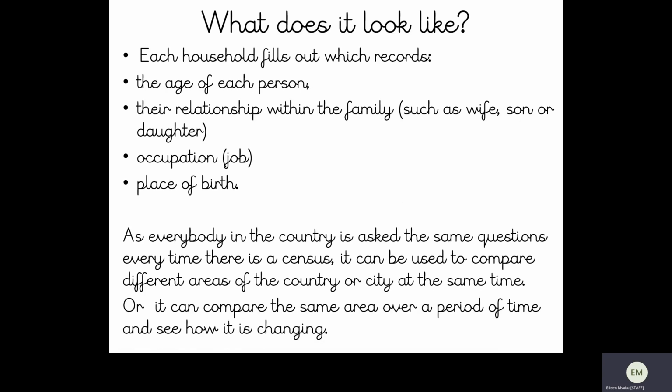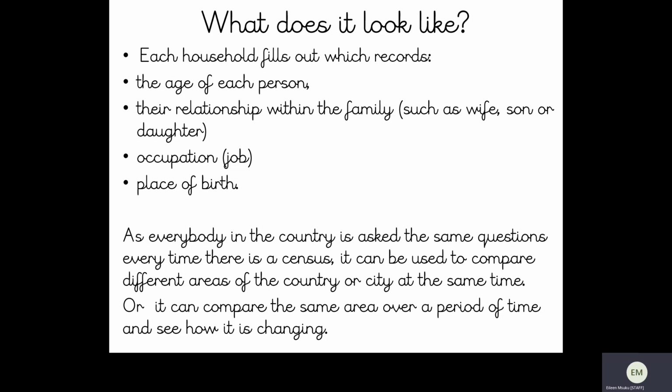Okay, so what does the census look like? So each household fills out a form which records the age of each person, the relationship within the family, so it might be the wife or the son or the daughter. It records the occupation, so what their job is, and where they were born.